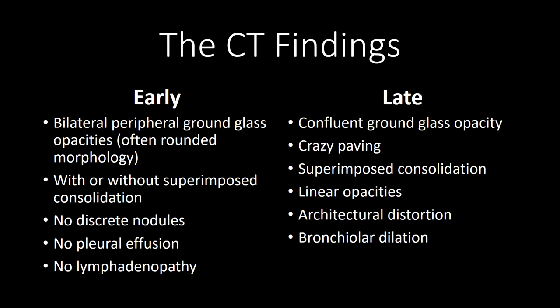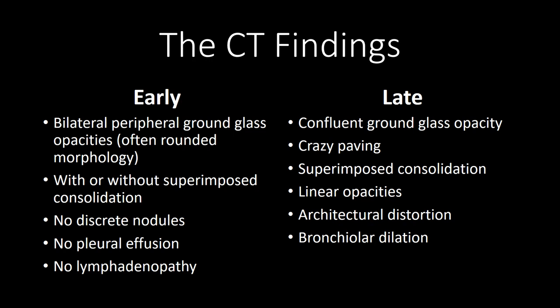Again, discrete nodules are not being reported, so well-defined nodules are not being reported. Pleural effusions are not characteristic of the disease, and lymphadenopathy is not characteristic. As the disease progresses, the ground glass opacification tends to become more confluent. It often remains peripheral, but it can become more diffuse throughout the lung.